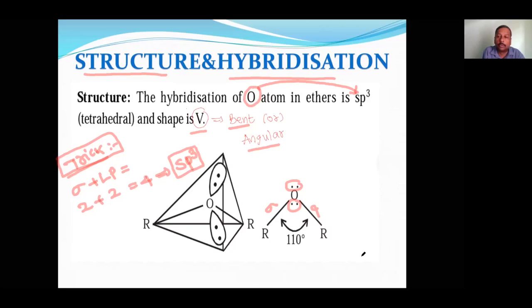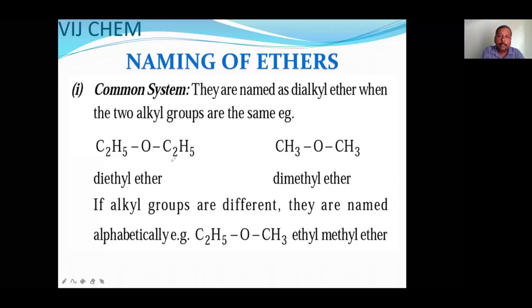Is that clear now? We have studied the definition part, the classification part, and the structure and hybridization with a short trick. Next topic is naming. People are worried about which type of naming. They need not ask only for the IUPAC name; they can ask for common system naming also.